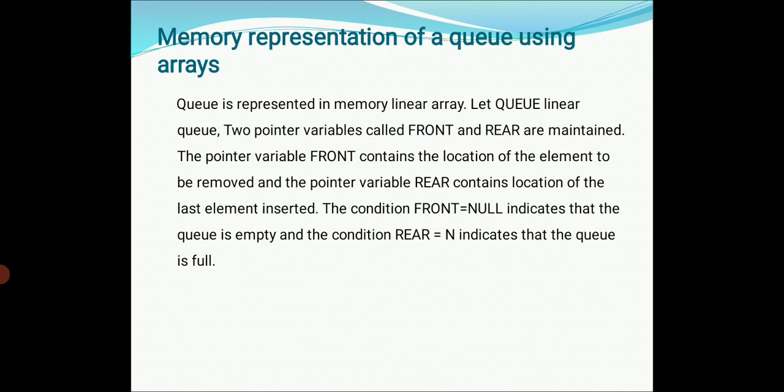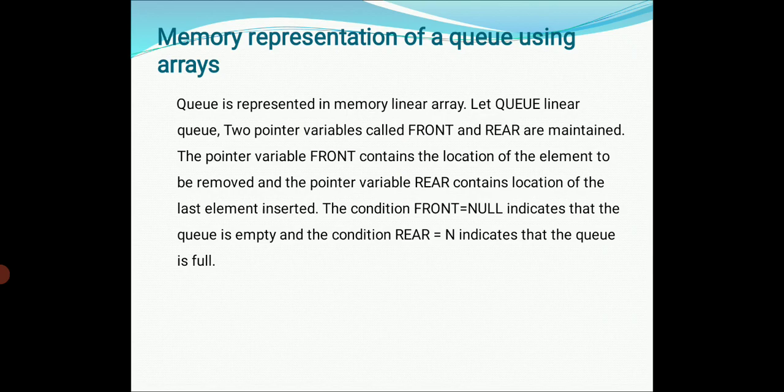The next concept is the memory representation of the queue using arrays. The queue is represented in memory as a linear array. It is a linear queue. It contains two pointers, front and rear. The pointer variable front contains the location of the element to be removed, and the pointer variable rear contains the location of the last element inserted.